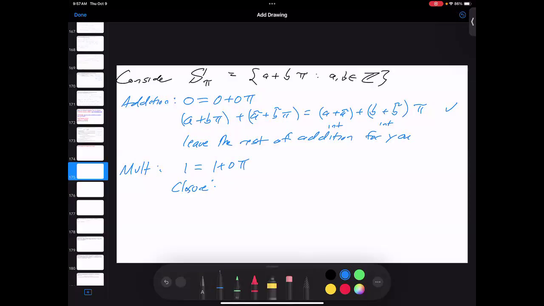So if I give something in the form a plus b pi times c plus d pi, does this equal, say, e plus f pi? If it's closed, I have to show no matter what you choose for a, b, c, and d, I'm going to get something in the form e plus f pi. If I want to show it's not closed, I just have to find one example. Can somebody give me an example where it's not going to be closed?